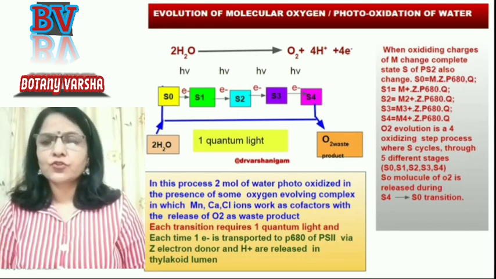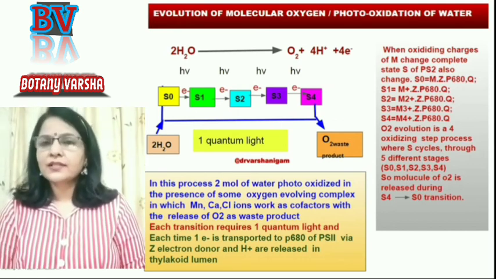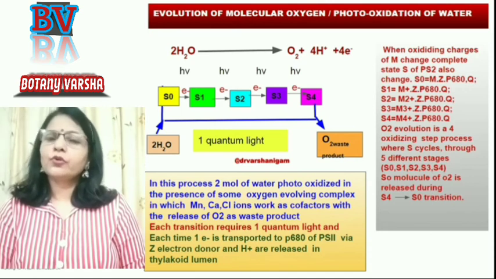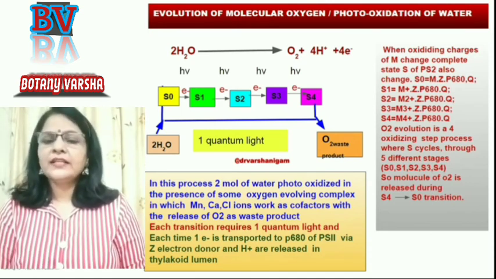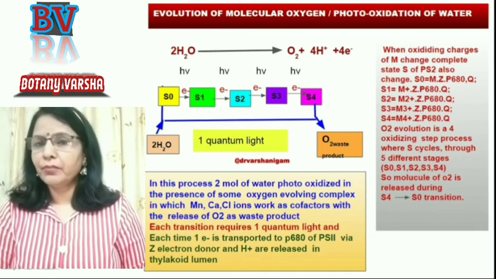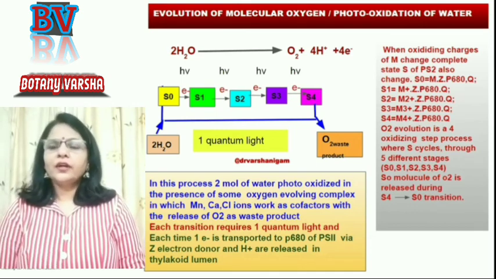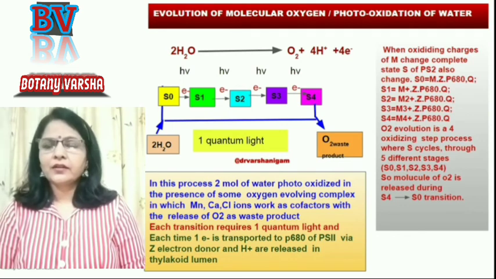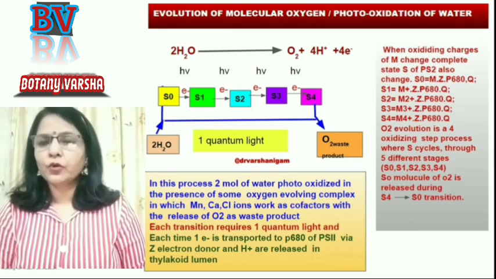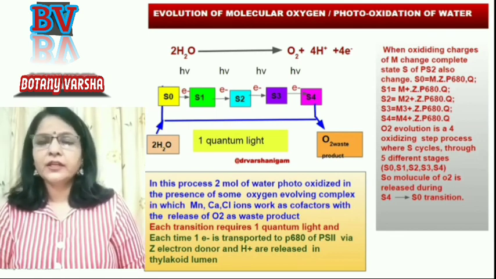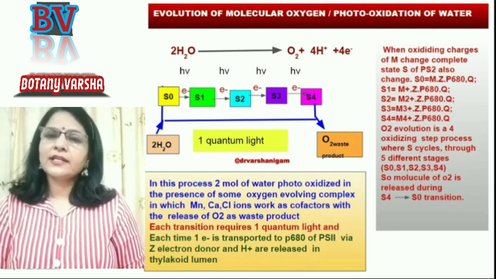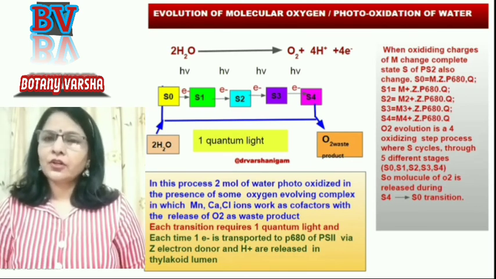Z is the electron donor, and protons are released. Each time protons are also released. These four protons are released in the thylakoid lumen. So this is the evolution of molecular oxygen, also called photooxidation of water, in which two molecules of water are photooxidized and produce molecular oxygen.